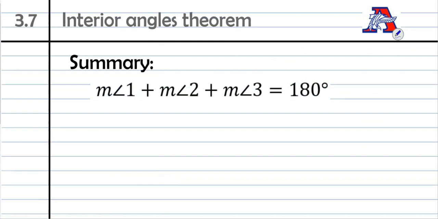So in summary, measure of angle 1 plus measure of angle 2 plus measure of angle 3 will be 180 degrees every time. If you have any algebra to do, that's going to be your setup. Each and every time is just filling those things in and solving for x.